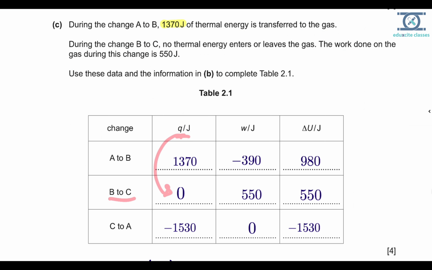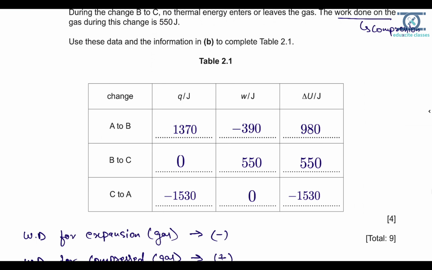Now the work done and the change in internal energy. Now the work done on the gas during this change. On the gas means compression, and by the gas means expansion. So work done on the gas is compression. So we have taken work done as positive, that is plus 550 joule. Similarly, delta U, using the same expression of the first law of thermodynamics, also comes out to be 550 joule, because the equation has to hold true. Right hand side will be equal to the left hand side.